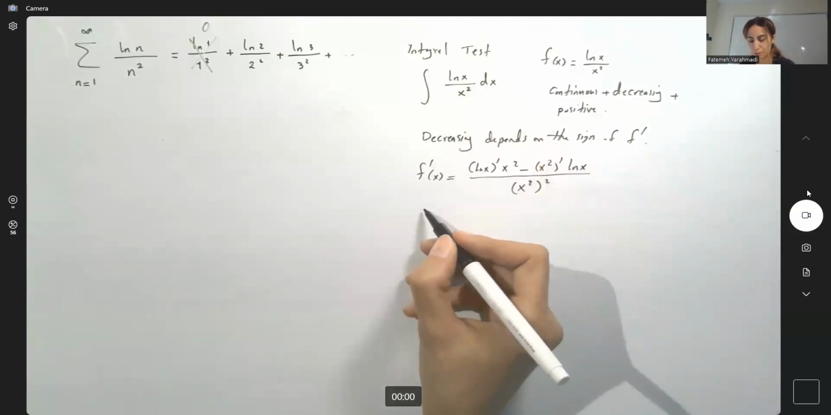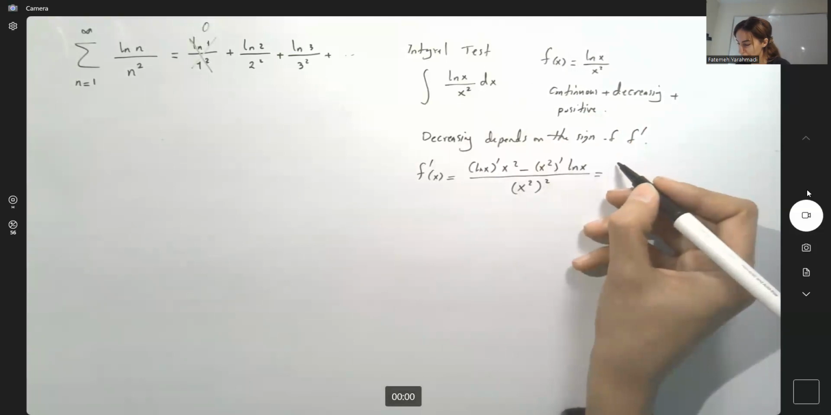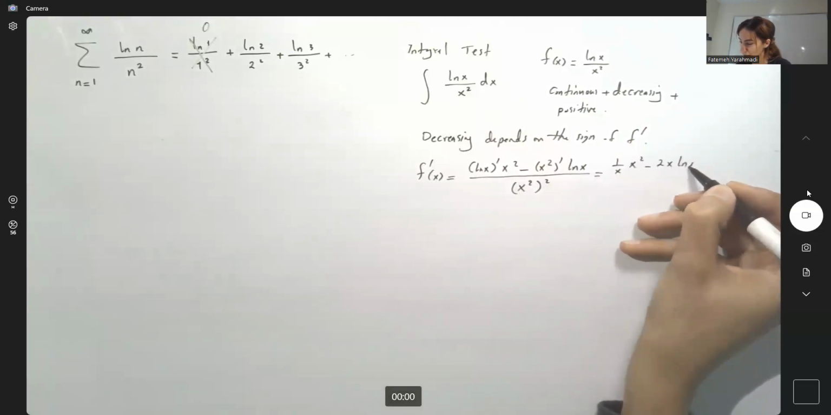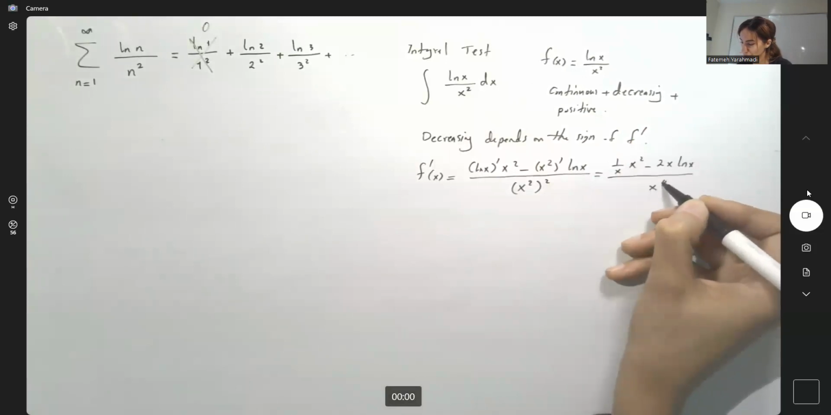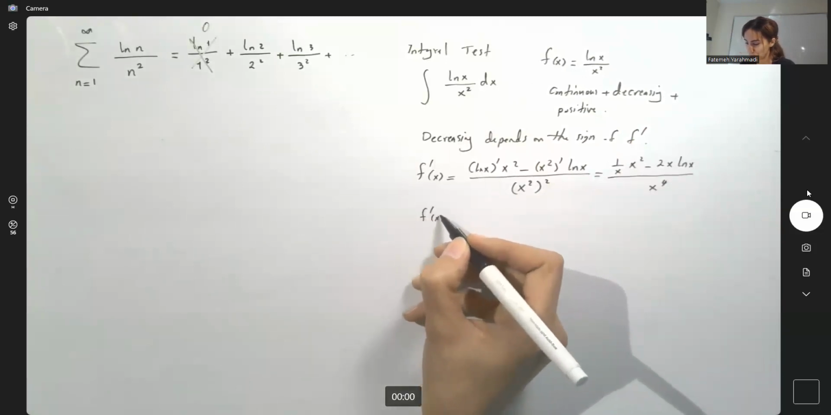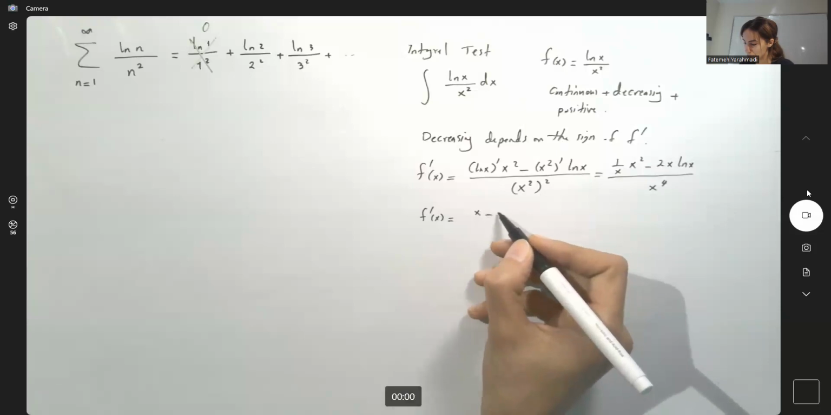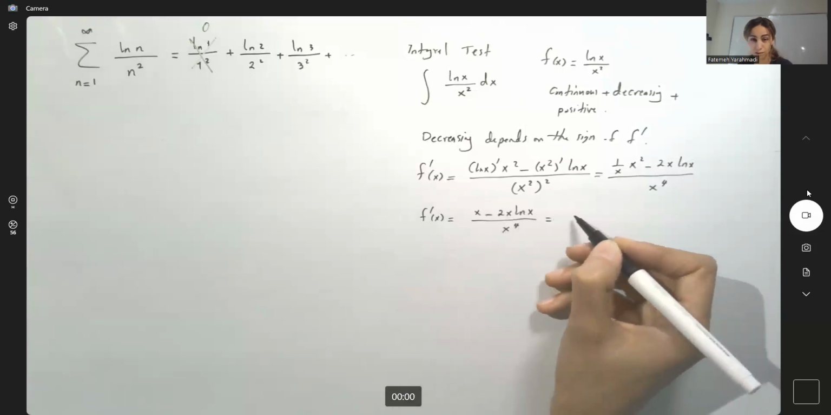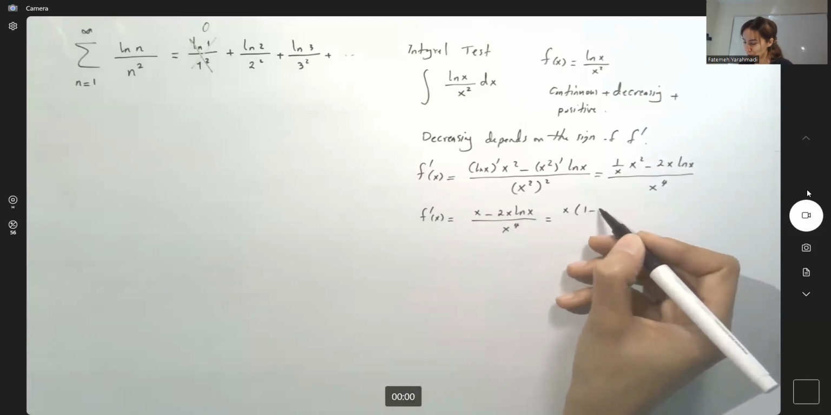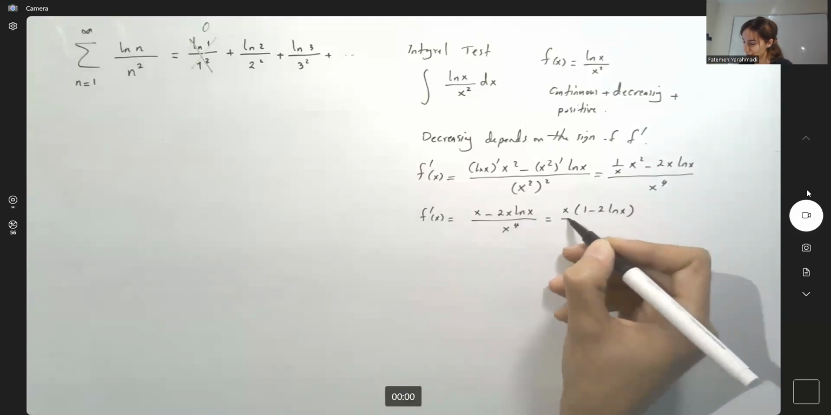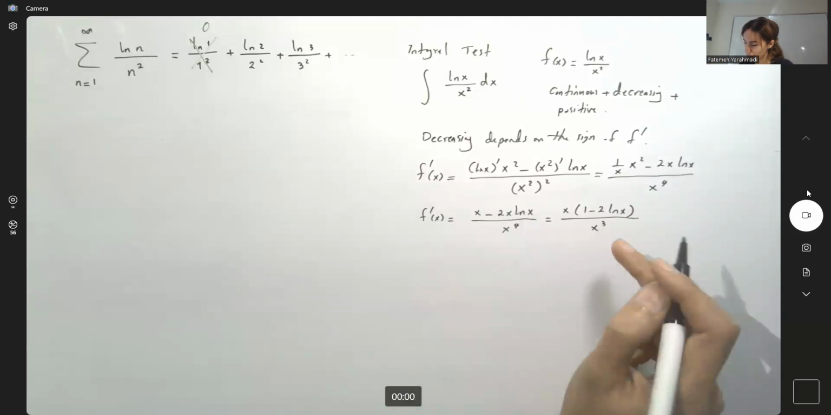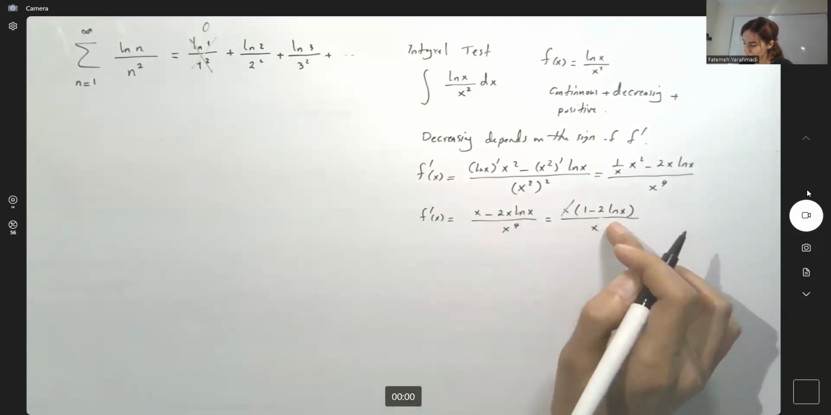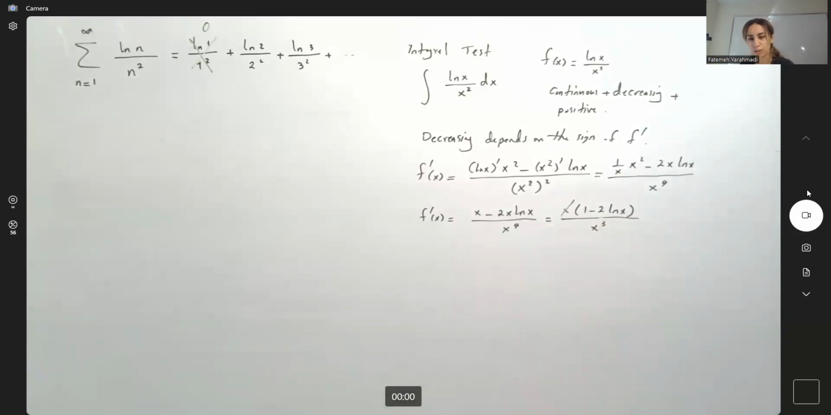Very good. So let's just simplify this as much as we can. We have 1 over x times x squared minus 2x ln of x divided by x to the 4th. F prime of x is equal to x minus 2x ln of x divided by x to the 4th. You can factor out x, you get 1 minus 2 ln of x divided by x to the 4th, and then we can simplify that, get x to the 3rd. So this is my derivative.